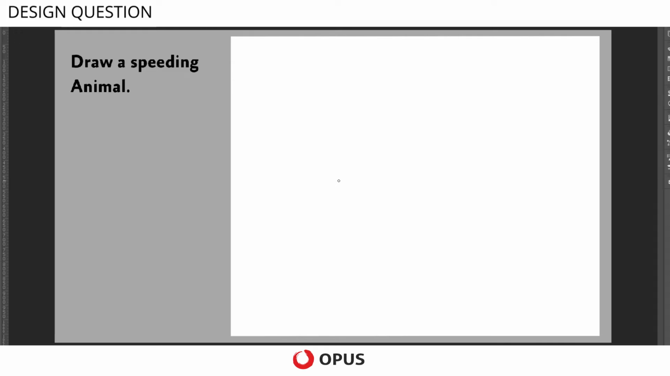Here we are going to solve this question which asks to draw a speeding animal. So basically it asks for a drawing where an animal is in fast motion, or running at its maximum possible speed.